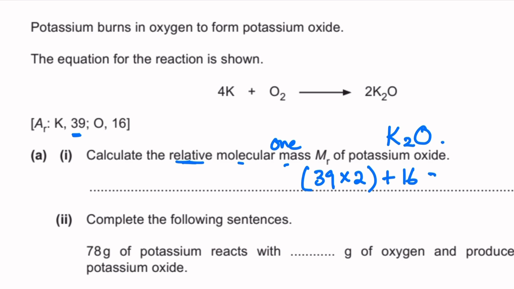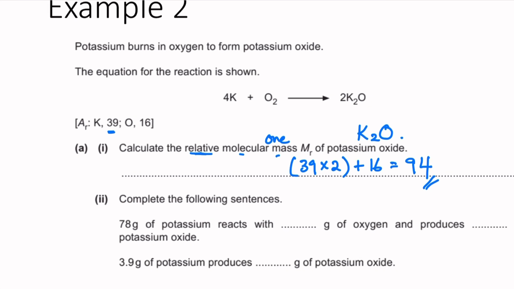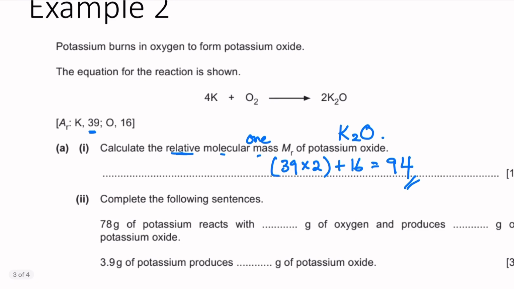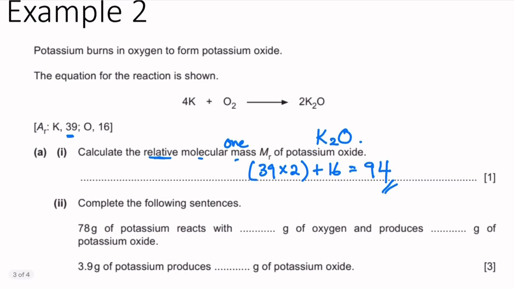Okay, you get 94. So that's done for part 1. Part 2 here, complete the following sentences. When you have this, it means you have to do ratio. So for 78 gram of potassium reacts with blank gram of oxygen.